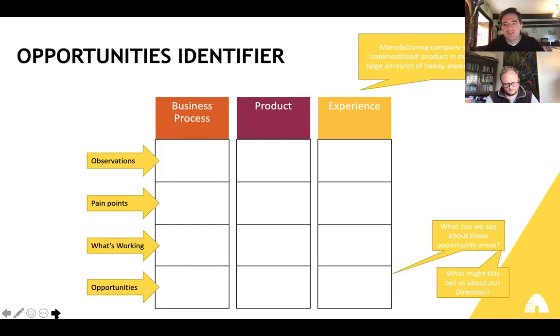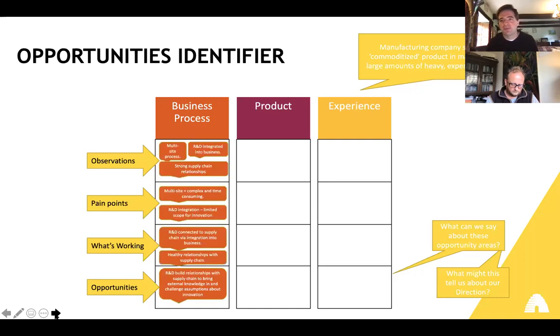And this tool is a brilliant way of doing that. You start with observations, and you try to make these observations without any sense of judgment, without saying, well, this is a positive or this is a negative. You just observe what you see. And then you look for the pain points within that. So then you start to make value judgments on what you've seen. You also start to look for what's working. So again, that's a value judgment on what you've observed. And then by looking at those pain points, and those things that are working really well, you can identify opportunities that exist within these 3 pillars of innovation.